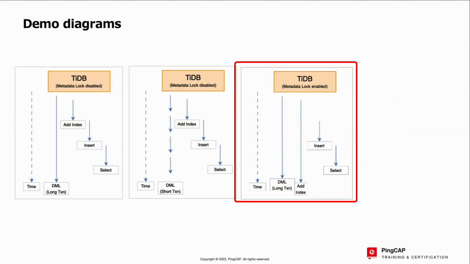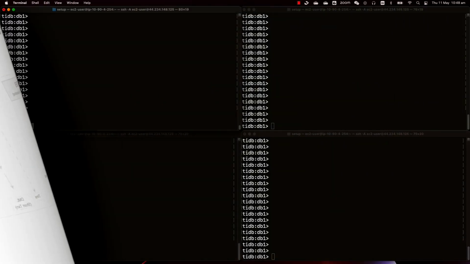Let's now move on to the next demo. In some situations, it is possible that the long transaction in Terminal 1 is doing some important tasks, such as batch processing. You would like to give the transaction in Terminal 1 higher priority, meaning you don't prefer a retry. It is actually also achievable in TiDB. You can simply enable the metadata lock.